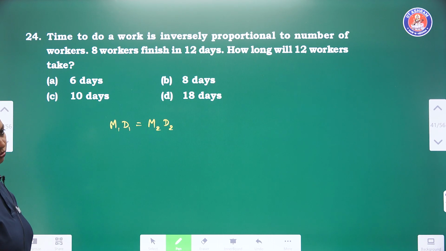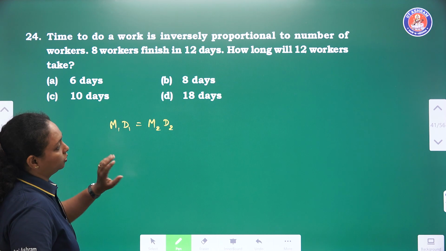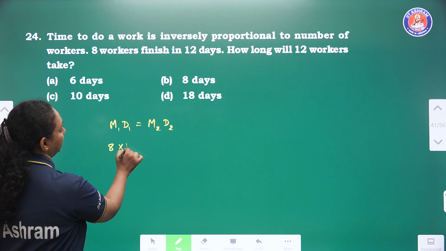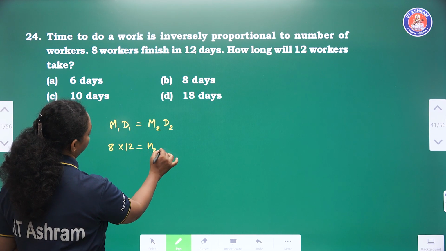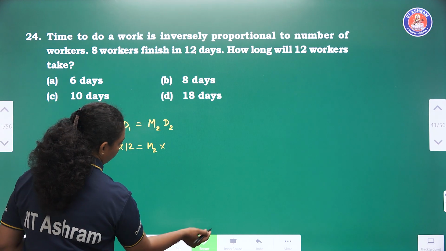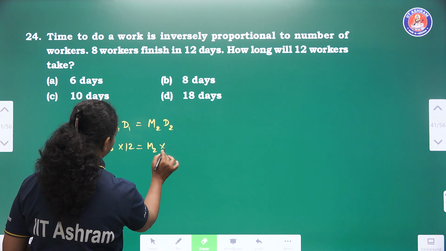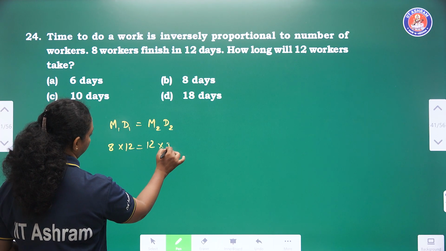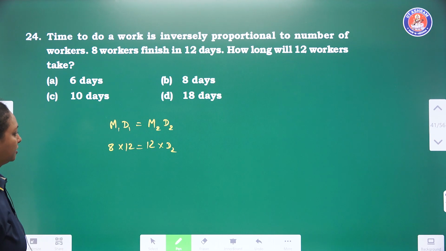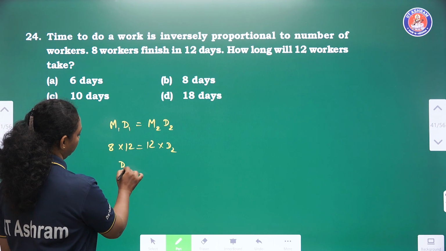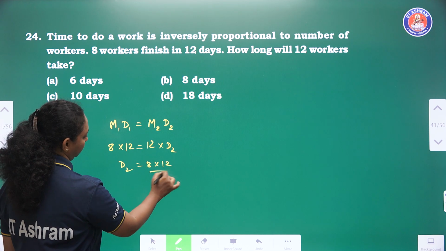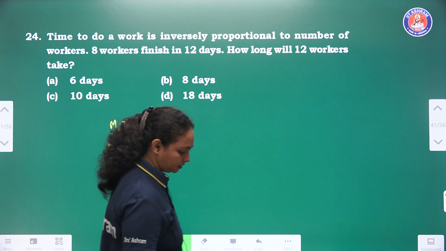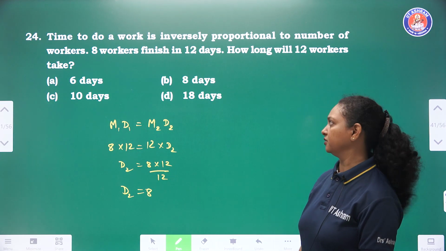Whenever they are in inverse proportion, the product of both the quantities is equal to the constant. So when 8 workers are there, the number of days are 12. So in how many days when 12 workers are there? So we have to find number of days. So it's so simple. D2 is equal to 8 into 12 divided by 12. So it is left with 8 only. So number of days required to complete the task by the 12 persons is what? 8 days.